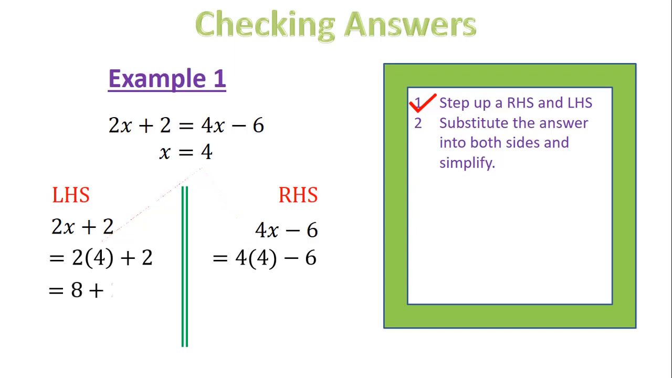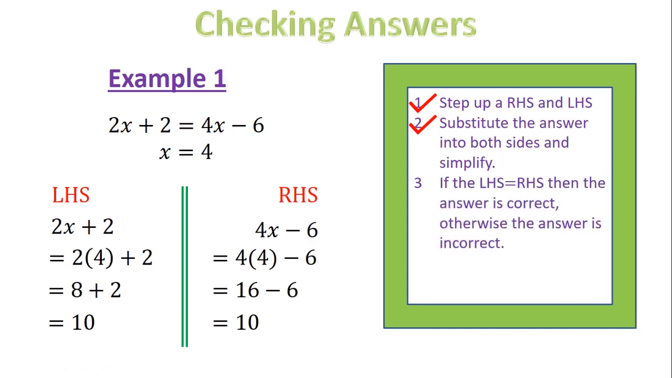So on my left-hand side, 2 times 4 is 8 plus 2, which gives me 10. On my right-hand side, 4 times 4 is 16 minus 6, which also gives me 10. So I've substituted, and now I've simplified. Step 2, done. Step 3, if the left-hand side equals the right-hand side, then the answer is correct. Otherwise, the answer is incorrect.